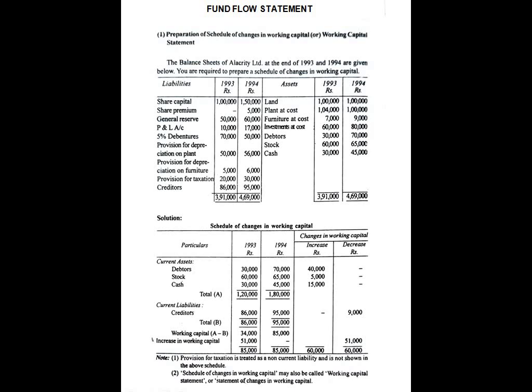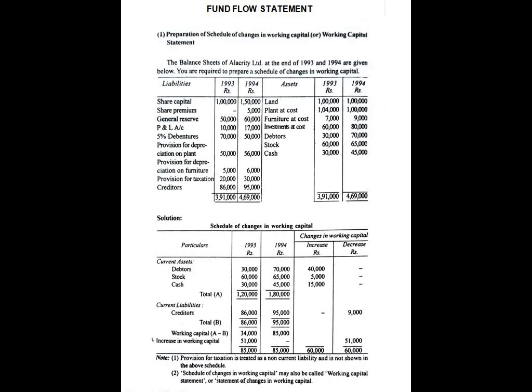So in this problem we are going to take the current assets. First we take the debtors. There is an increase of 40,000. So just put it in the increase column, 40,000. Stock, it is 60 and 65. 5,000 has been increased. Put it in the increase column. Then cash 30,000 and 45,000. The current asset increased, so 15,000, put it in the increase column.